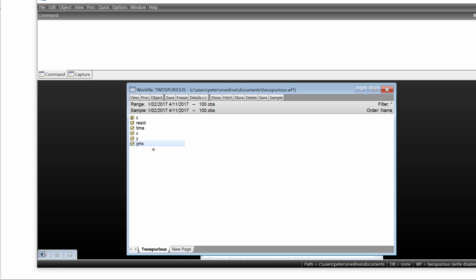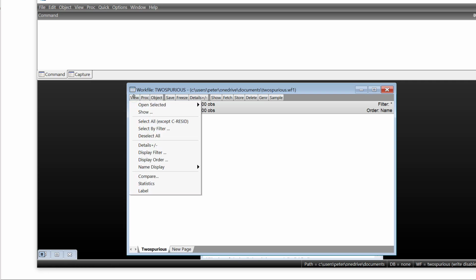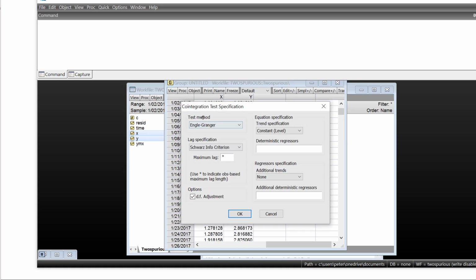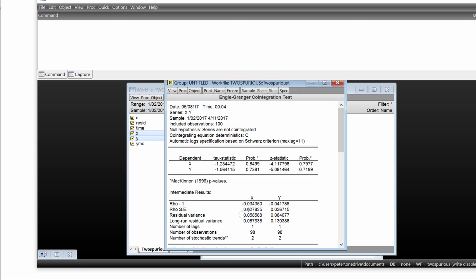Here is my other data set where X and Y are just two independent random walks with drift. They are not cointegrated, and let's see if EViews can detect that they are not cointegrated. So we do the same thing. We just open them as a group. We go to View, Cointegration, Single Equation, Engle-Granger. Can keep everything as it is.